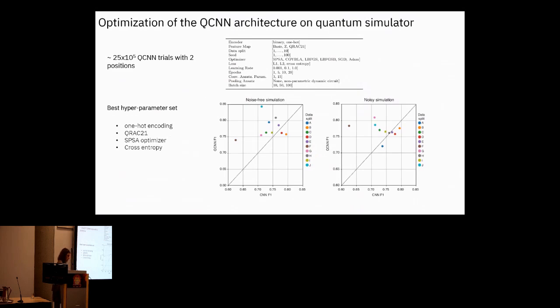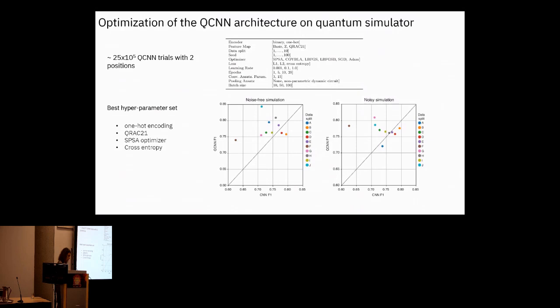On the top, there is a table representing all the different parameters that we can change to optimize our quantum CNN. So we tested 25,000 trials in order to identify the best set of parameters to obtain the highest performances of the quantum CNN. And on the bottom, on this plot, there are represented our results with the best hyperparameter set that we identify with these trials.